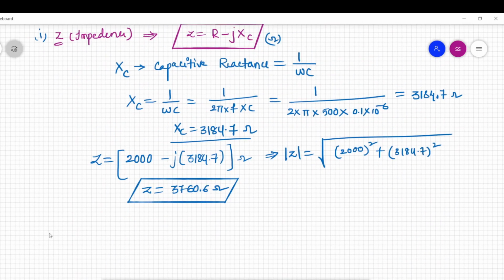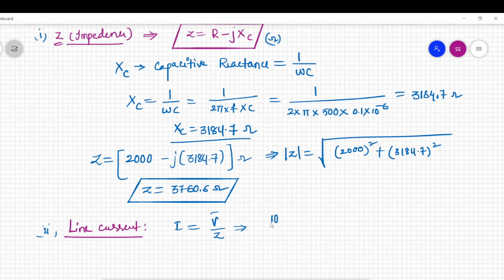Now let us find the second parameter, that is line current. Okay, line current is nothing but the current in the circuit in RMS. So whatever values you are going to find in AC circuits are all RMS. Okay, so remember that. By default you need to find RMS values. Now let us find the current I. Because it is a series circuit, the current will be the same in the circuit.